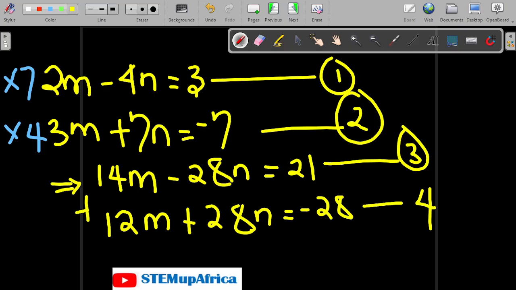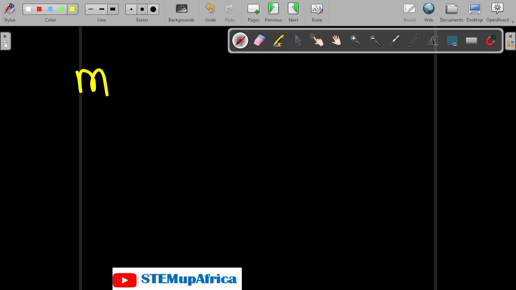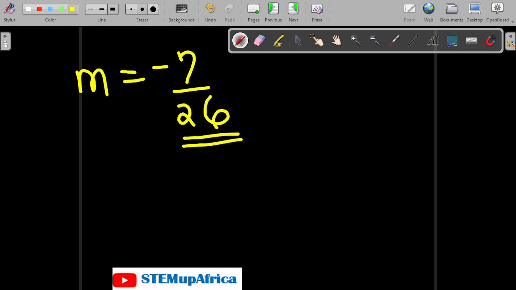So let's add up. This and this is 0. That will give us 26m. Here will give me minus 7. So what is my m? My m now is simply minus 7 over 26.